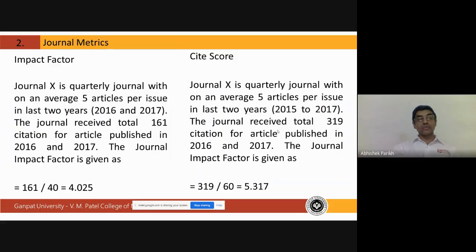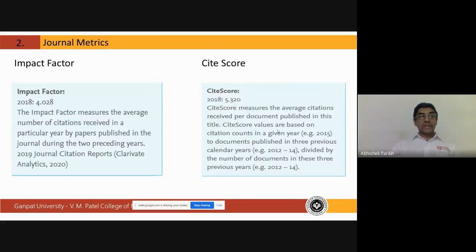That comes around 4.025. So whenever you look at any journal, the impact factor is shown on the left hand side of that particular journal page, and you can even get the definition also, which is given in Elsevier journals, most of the Elsevier journals.